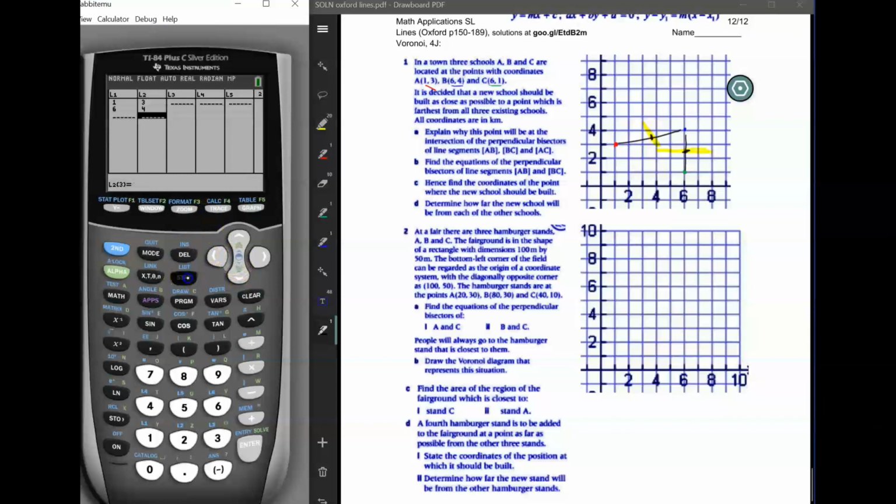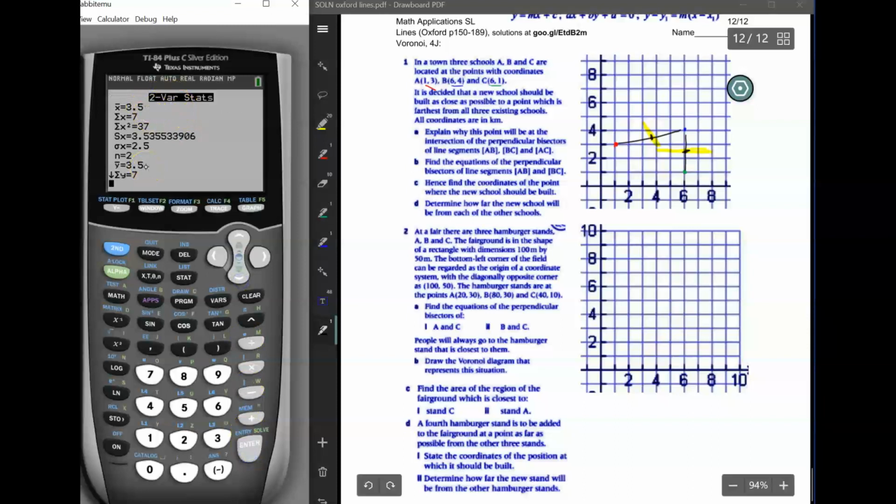Then I'm going to do stat, calc, 2-Var Stats, and L1, L2 is what you want. And x bar is 3.5 and y bar is 3.5. So this point here is (3.5, 3.5). I marked it pretty well on the graph because that's what it looks like on the graph too.